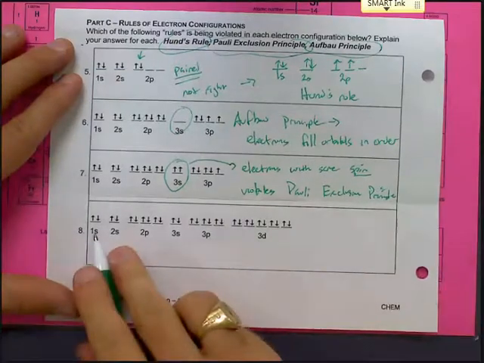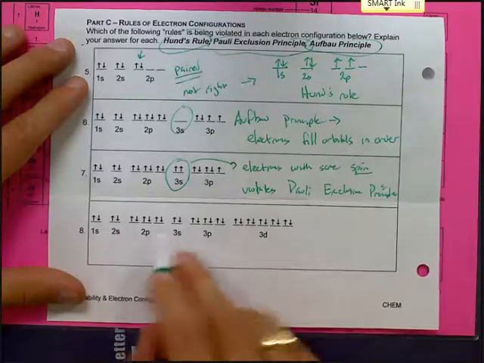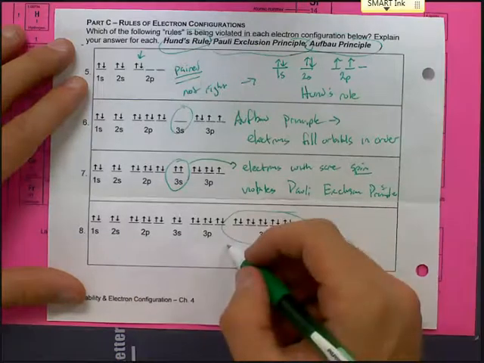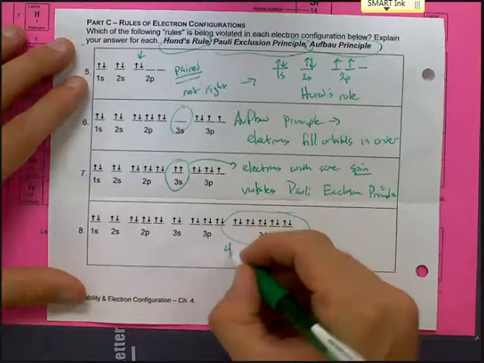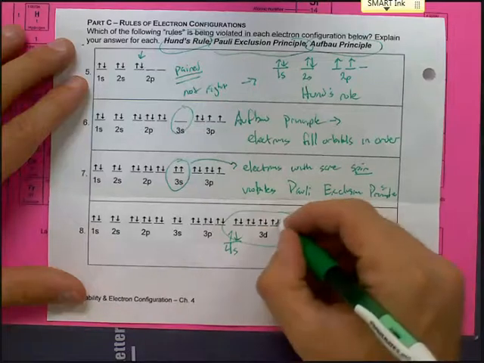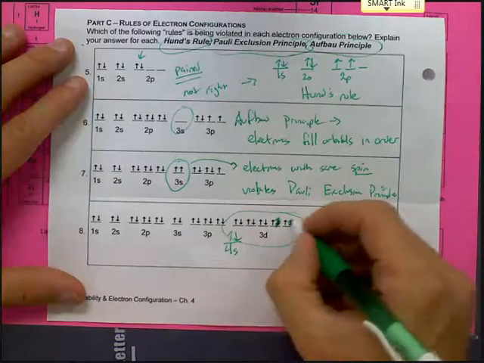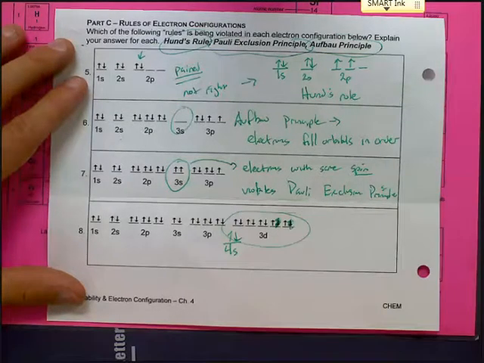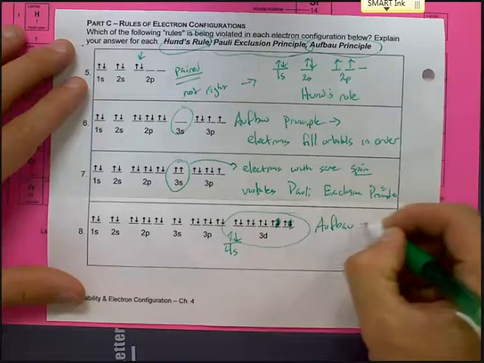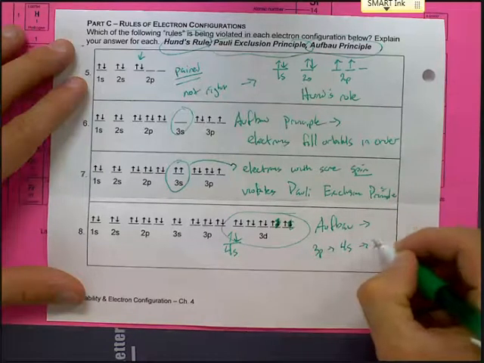Lastly, number 8, do we see any problems with this? 1s, 2s, 2p, 3s, 3p, 3d. Oh no. What is supposed to come in between 3p and 3d? We're supposed to have a 4s in between there. So we'd actually get rid of a couple of those. Okay, that would get scratched out. My pen is too light for that to really show up, but it violates the Aufbau principle. We go 3p to 4s to 3d.